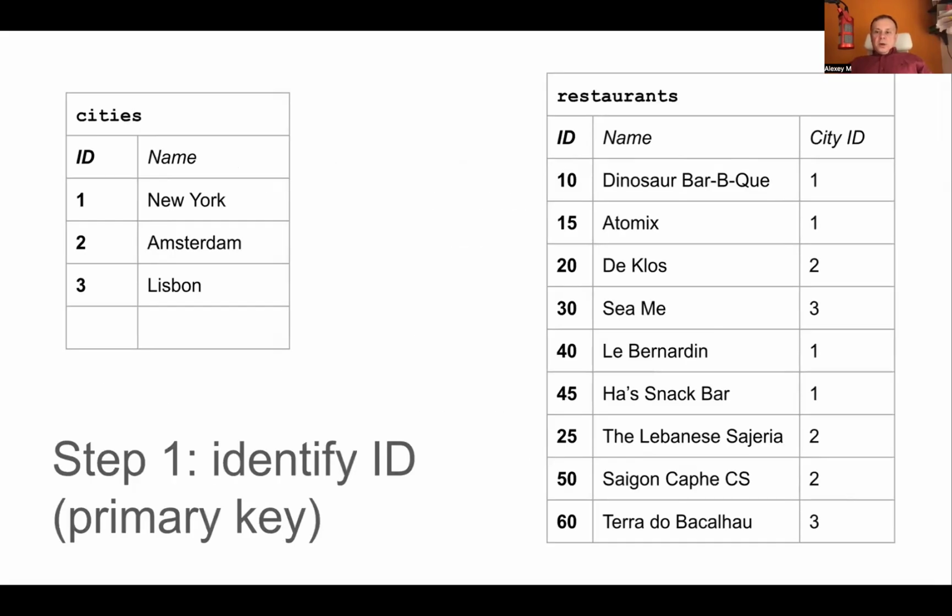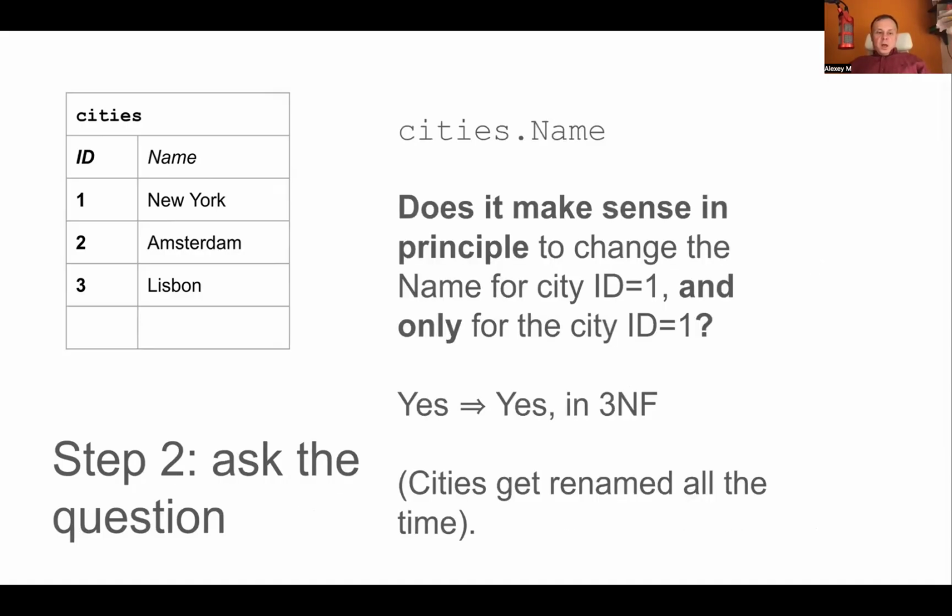So let's look again at our sample tables, cities and restaurants. The first thing that we need to do is to find where the ID is, basically where the primary key is. In our example, it's very simple. It's just the ID column. So step one is done. Second part is we take each of the columns except for the primary key, and we ask the same question.